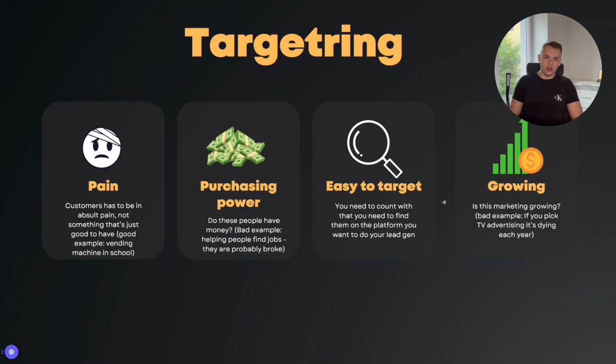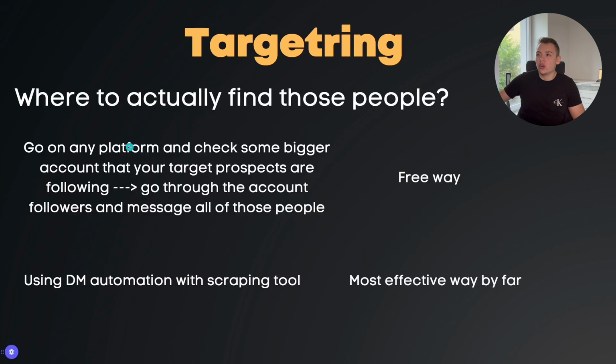Targeting, I went over this before. We were actually talking about this in the niche section, but targeting, as I said, needs to be people in huge pain, with purchasing power, easy to find, and in a growing niche. But how to actually find those people, where to find them on those platforms? So right now, the free way to do it. You can go on any platform, check some big account that your target prospects are actually following, and then you can go through their followers and message all of those people. Simple. I will show you how you can do that.